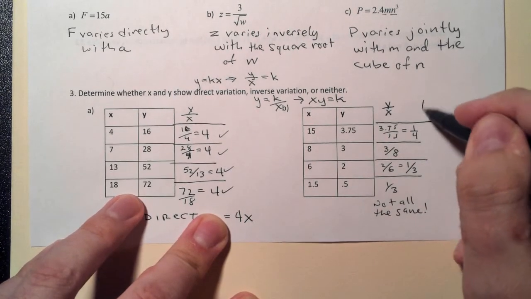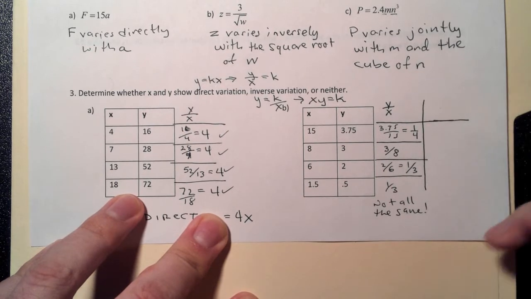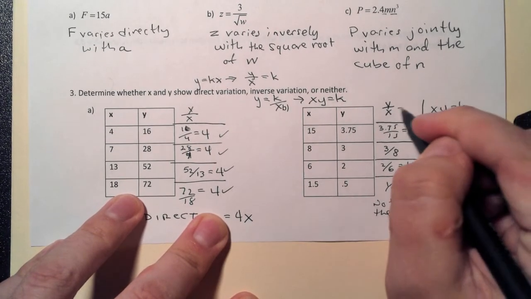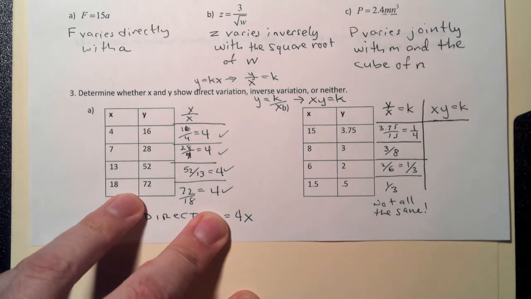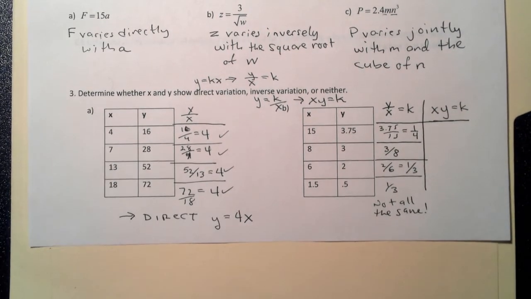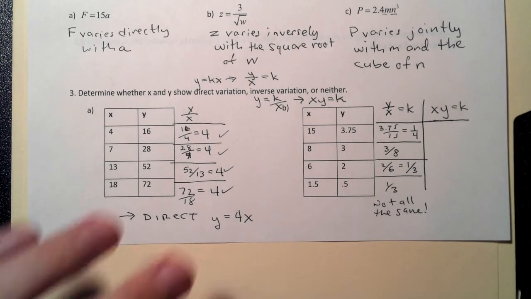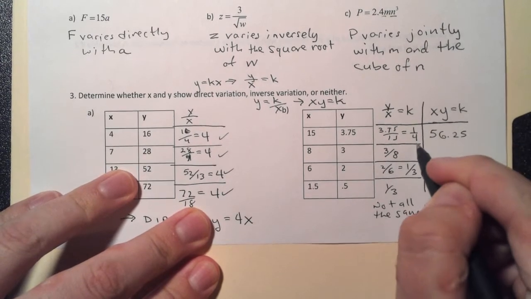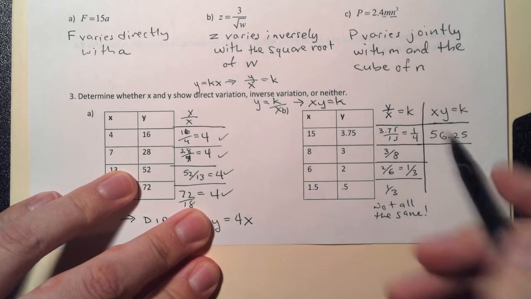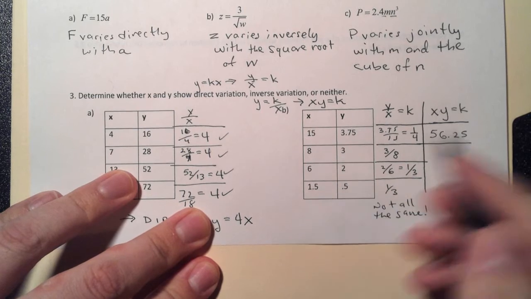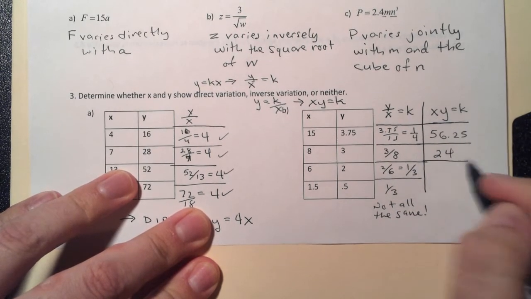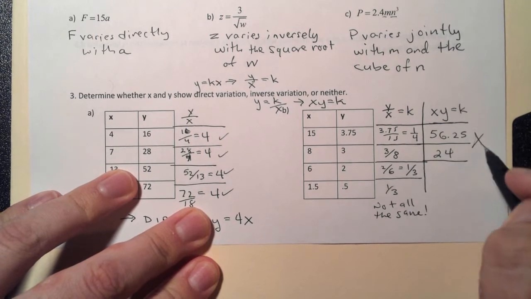So then what I would move on to do is check. Well, maybe this is inverse variation. Maybe x times y equals a constant. 15 times 3.75 is 56.25. Well, if I do 3 times 8, clearly I do not get 56.25. I get 24. So those are not the same.